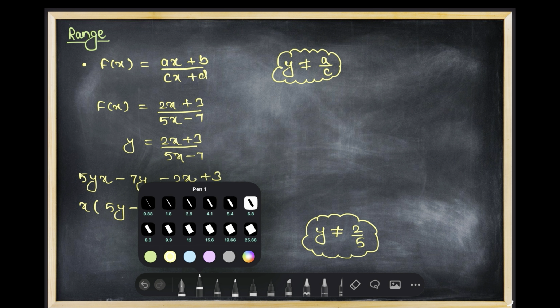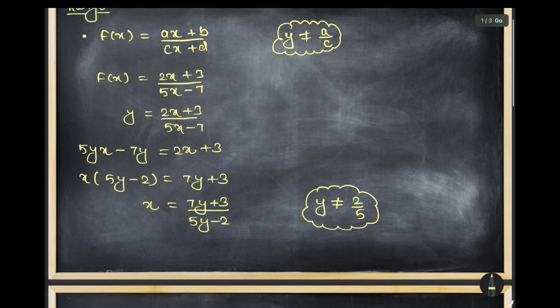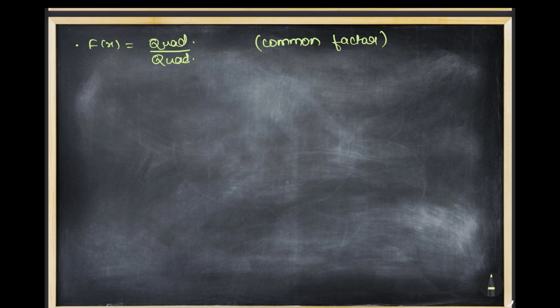Okay, now back to this part where we have f of x equals quadratic by quadratic, and case 1 is where the quadratics have something in common, a common factor, and you have to find out its range. And then case 2, quadratic by quadratic, no common factor.